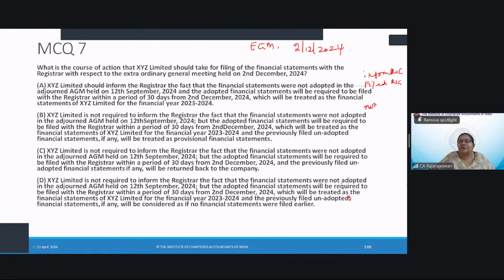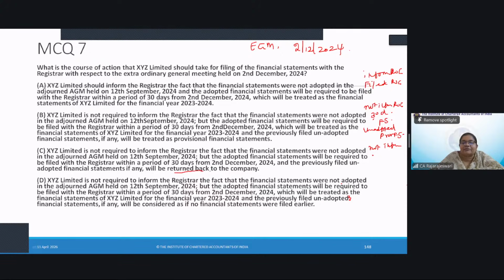Second case, not inform ROC, but the adopted financial statements will be filed with the registrar within the period of 30 days from 2nd December, which will be treated as the financial statement for the financial year, and the previously filed unadopted will be treated as the provisional financial statement. That is option B. Then, not required to inform, but adopted financial statements, and this will be returned back to the company.